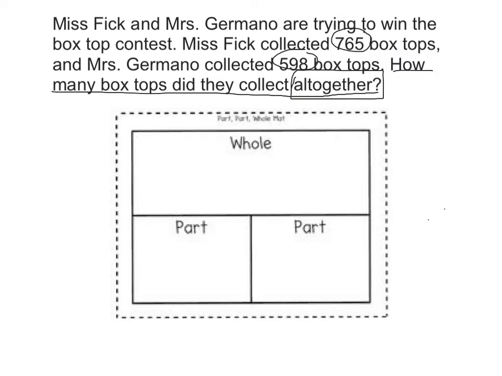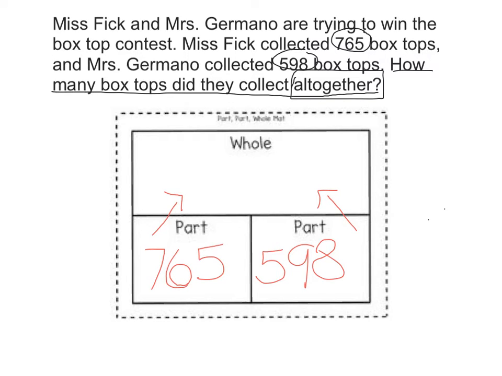Now, you may have heard me say that Miss Fick has something and Mrs. Germano also has something. So I know that the number that Miss Fick has is part of the whole. And I know that the number that Mrs. Germano has is also a part of the whole because we want to find out what happens when we put those numbers together. I'm going to come over, and since I know I'm going to be adding, I'm going to stack my numbers, and I'm going to add that addition symbol because I'm taking two parts and I'm pushing them together to figure out what the total is.